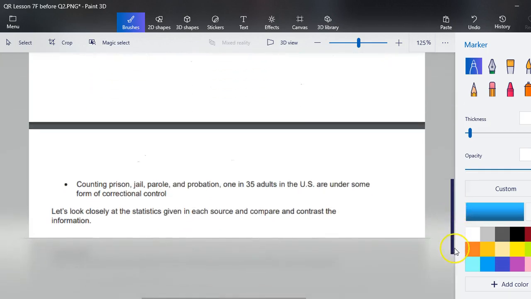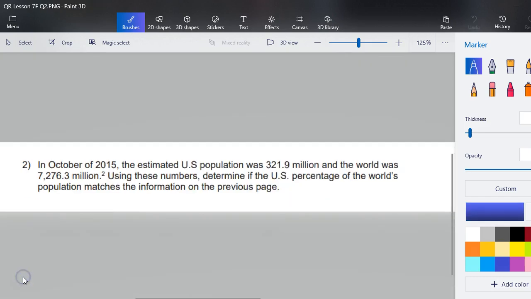And a few more pieces. Counting prison, jail, parole, and probation, 1 in 35 adults in the United States are under some form of correctional control. So let's look closely at the statistics given in each source and compare and contrast the information. We're now going to be looking at a lot of different pieces of data from what we just read and from other sources. Keep following, write it out well, and we're going to keep coming back and comparing the information.